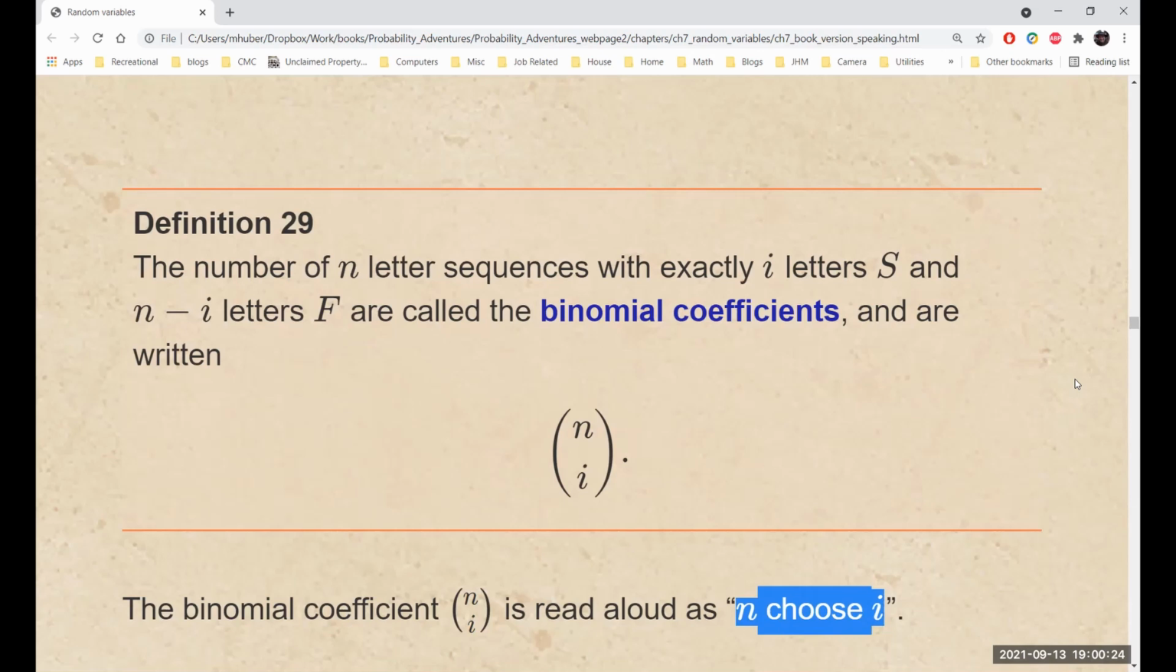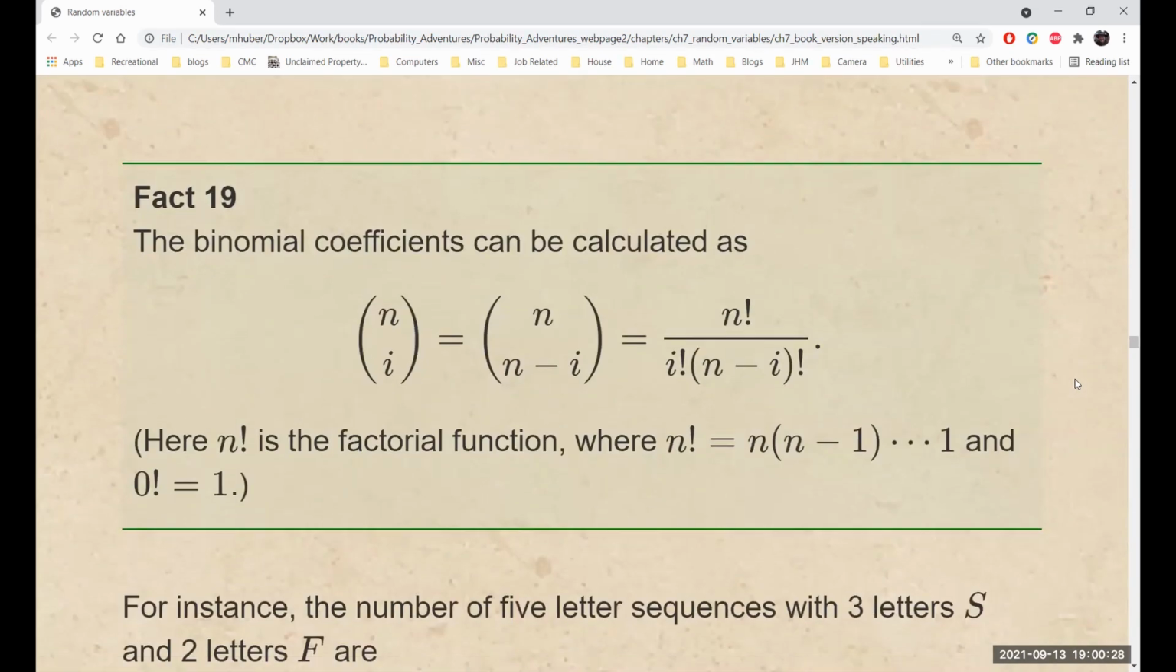letters are S. In order to calculate the binomial coefficients, choosing I letters to be S is the same as choosing n minus I letters to be F, and both binomial coefficients are n factorial divided by I factorial, with another n minus I factorial in the denominator. Now, the factorial function, n factorial, starts at n, multiplies by n minus 1, and goes all the way down to 1. For practical purposes, we take 0 factorial to equal 1 as well.